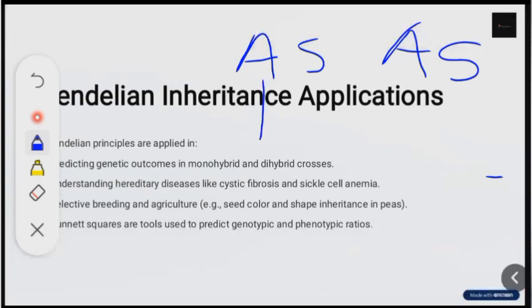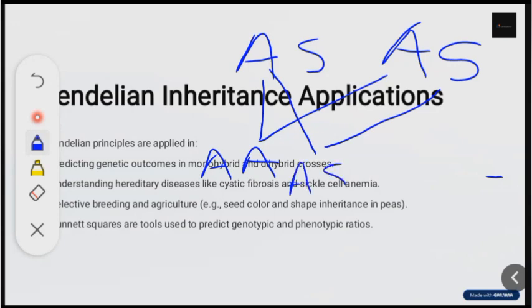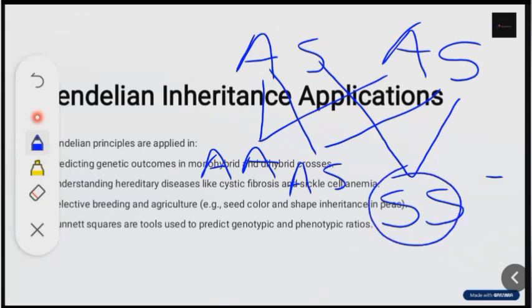When this gene meets this gene, it gives rise to a healthy individual, no problem. When this allele meets this allele, it gives rise to what? A carrier, no problem. But the problem arises when this allele now meets this allele, you give rise to what? An individual with the disease. That is someone manifesting the what? Disease. Sickle cell anemia.